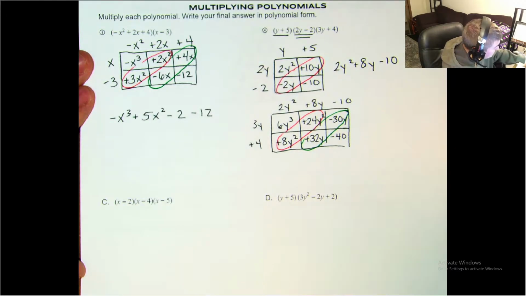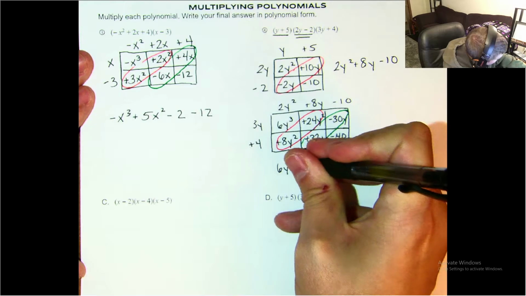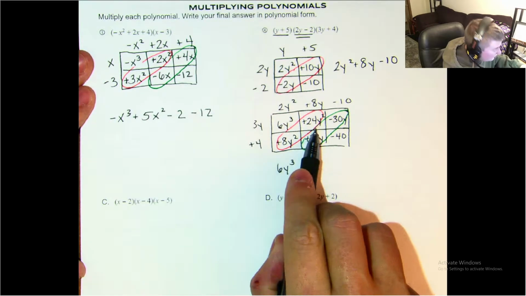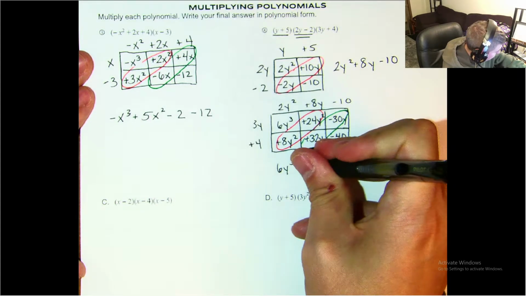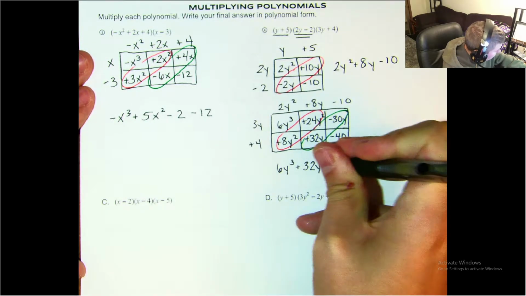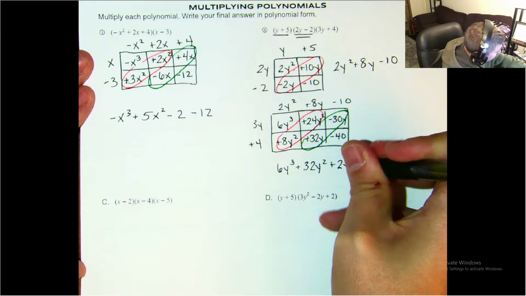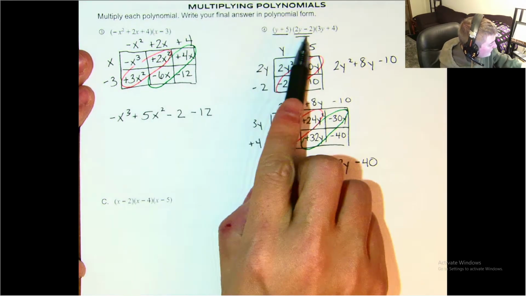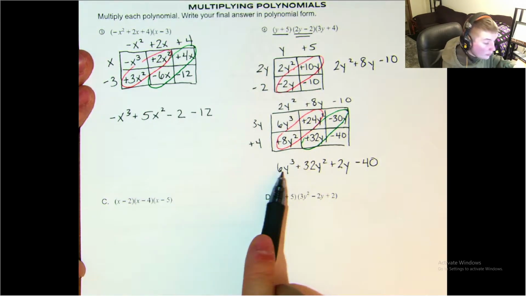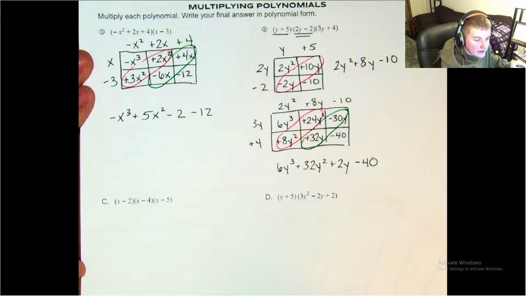And so since those are like terms, I can combine them. So my final answer is going to be 6y to the third. 24 and 8, that's going to be 32, so I have 32y squared. 32y and negative 30y, that's going to be positive 2y. And then just minus 40. So all three of these terms are just going to be 6y cubed plus 32y squared plus 2y minus 40.